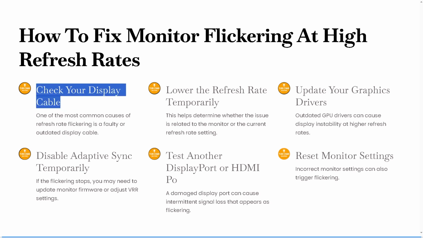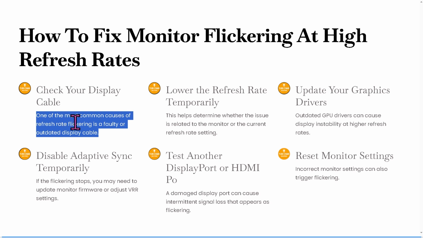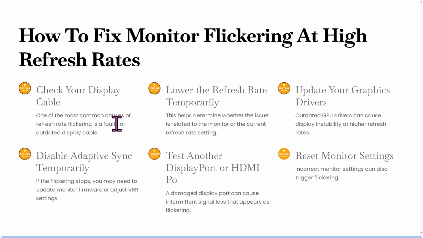One of the most common causes of refresh rate flickering is a faulty or outdated display cable. So make sure you are using a certified DisplayPort 1.4 or newer for high refresh rate gaming, or you can also use HDMI 2.0 or HDMI 2.1 for compatible monitors. Use the original cable included with the monitor whenever possible. And if you are using an older HDMI cable, try replacing it with a certified high-speed cable. After replacing the cable, restart your PC and check if the flickering disappears.